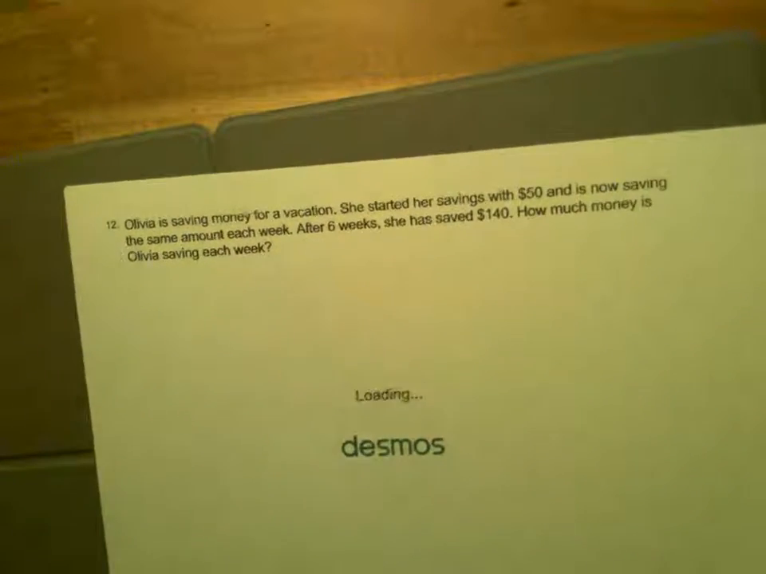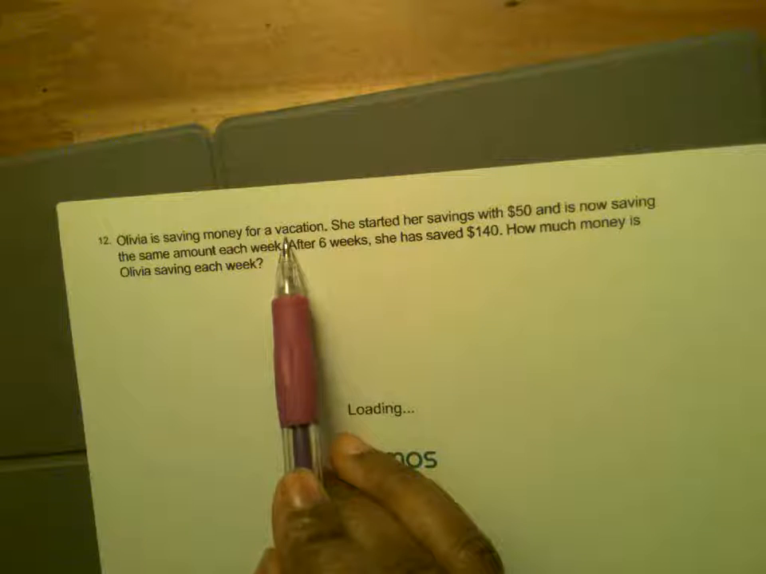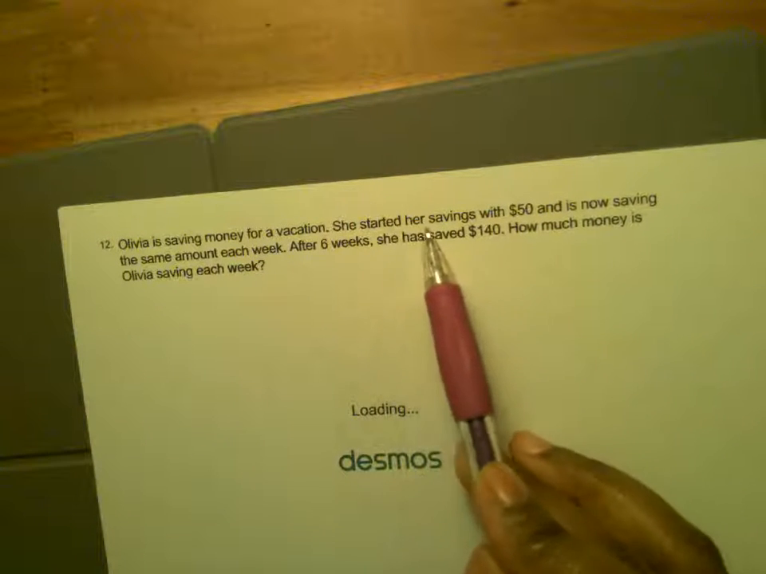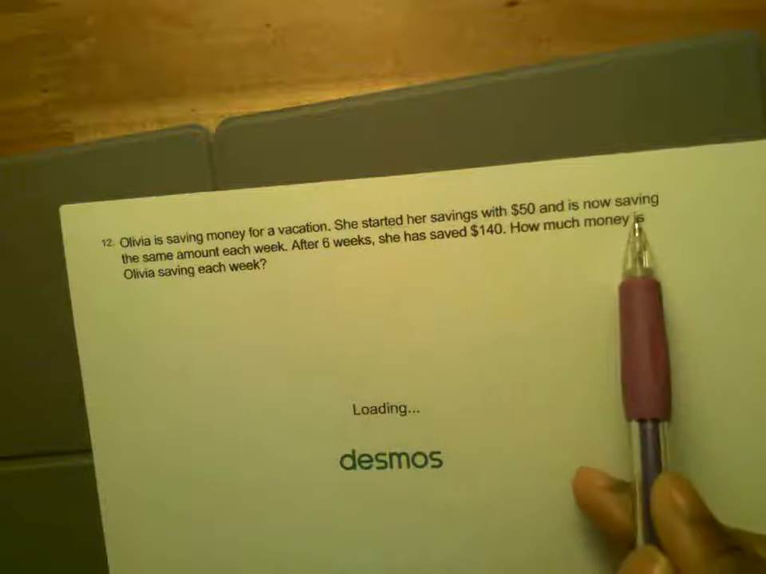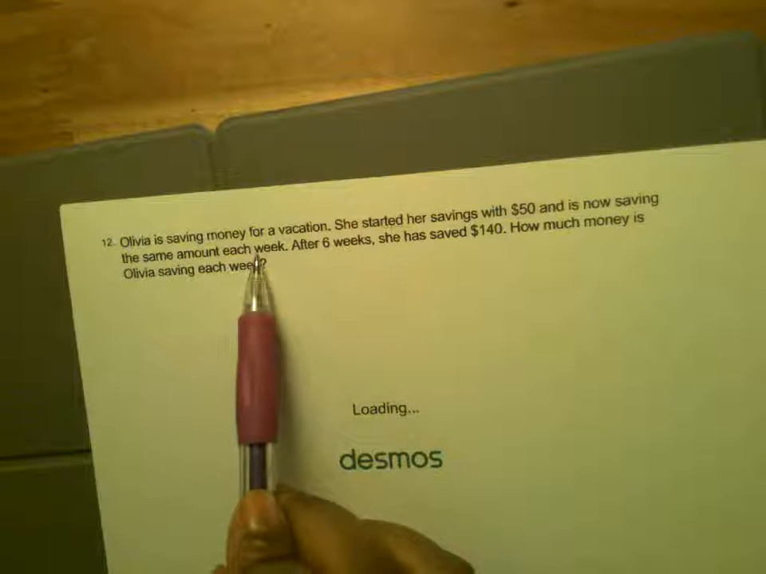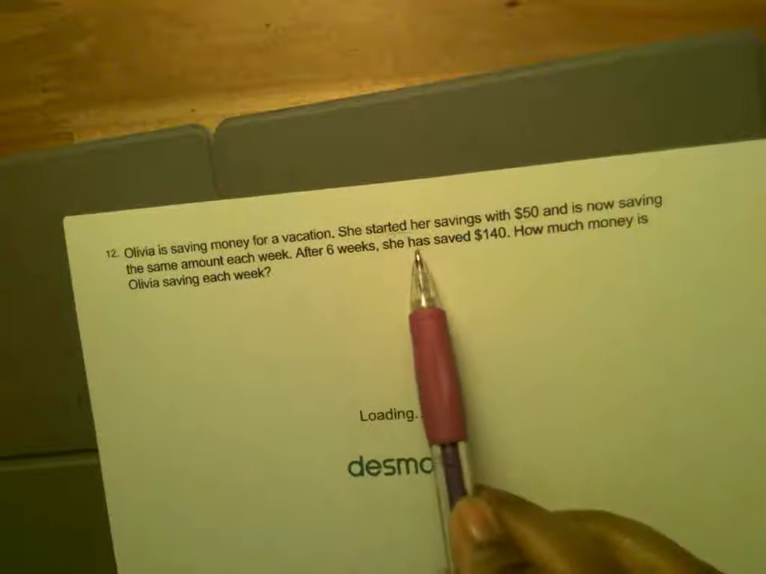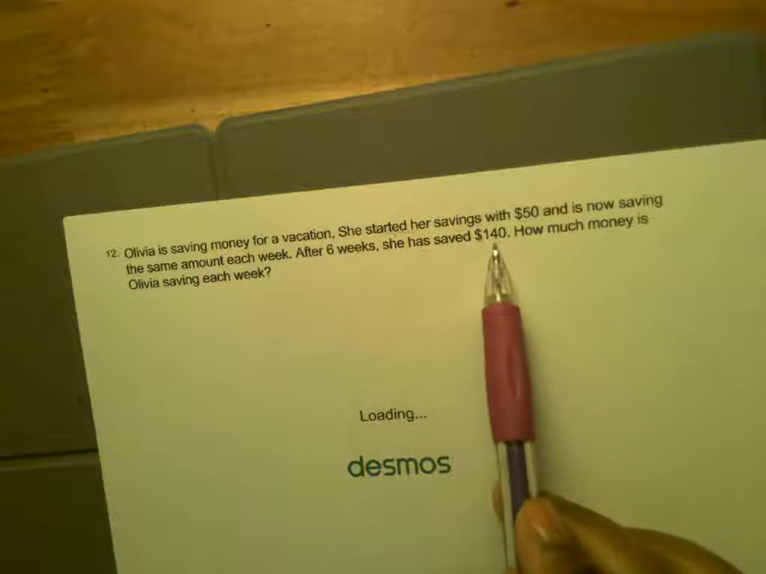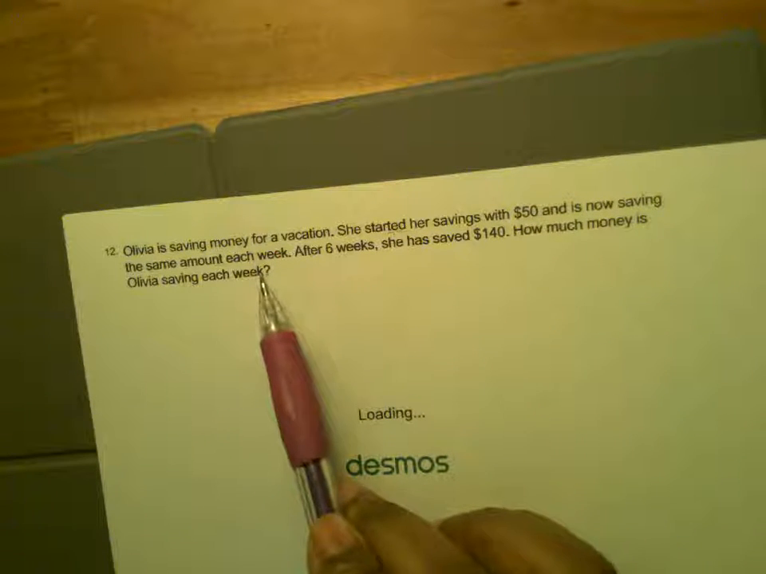Number 12. Olivia is saving money for a vacation. She started her savings account with $50 and is now saving the same amount each week. After 6 weeks, okay, she has saved $140. How much money is in her savings each week?